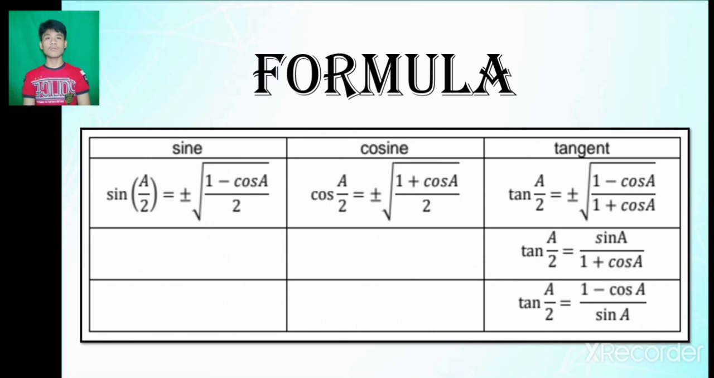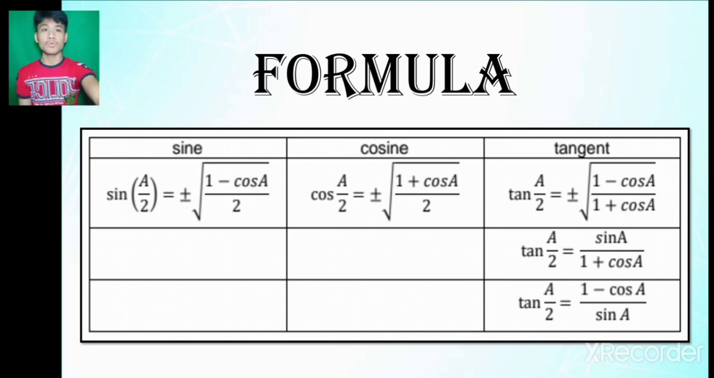In tangent, we have these three given formulas here. First is tan A over 2 is equal to positive negative square root of 1 minus cosine A over 1 plus cosine A. Next is tan A over 2 is equal to sine A over 1 plus cosine A. And the last formula is tan A over 2 is equal to 1 minus cosine A over sine A.